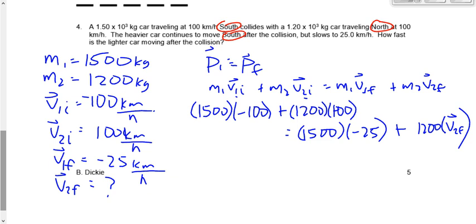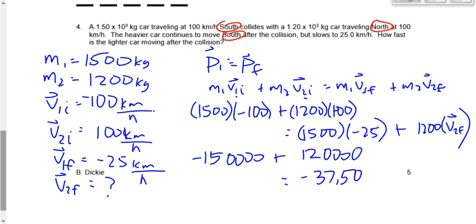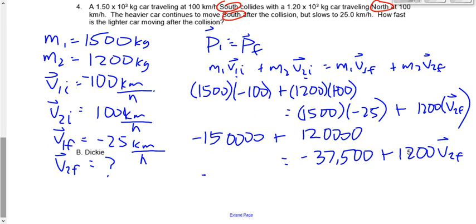All right, we won't cancel anything else. So 1500 times negative 100 gives me negative 150,000. This is 120,000. Oh, I don't know what that is. Somebody do this on the calculator because my answer key is different, like I said. 1500 times negative 25. Who's got that? Negative 37,500, thank you, plus 1200 times V2F. Let's combine these two numbers on the left-hand side. Negative 150,000 plus 120,000 gives me negative 30,000.